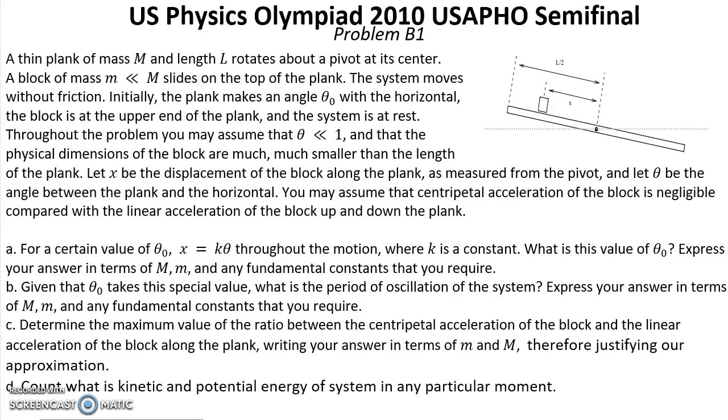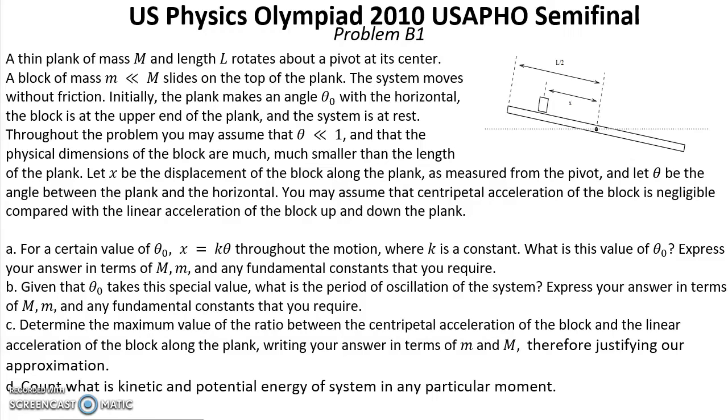US Physics Olympiad, year 2010, USAPHO, Semifinal. Problem B1. A thin plank of mass big M and length big L rotates about a pivot at its center. A block of mass small m, much less than big M, slides on the top of the plank. The system moves without friction.